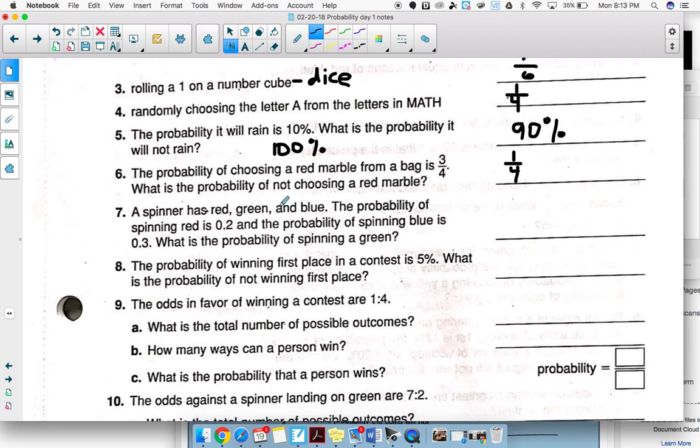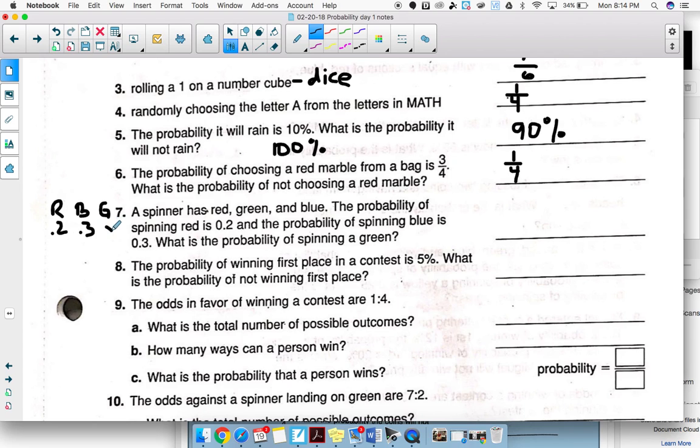A spinner has red, green, and blue. The probability of spinning red is 0.2, so I'm just going to list that off to the side. Red is 0.2. Blue is 0.3. What's the probability of spinning a green? Well, again, the decimals are really like percentages, so this would be like 20% if you move the decimal over, 30% here. When we're in decimal form, these have to add up to 1.